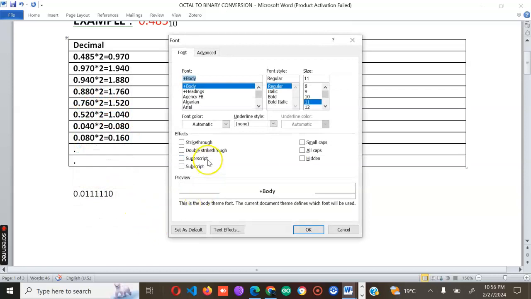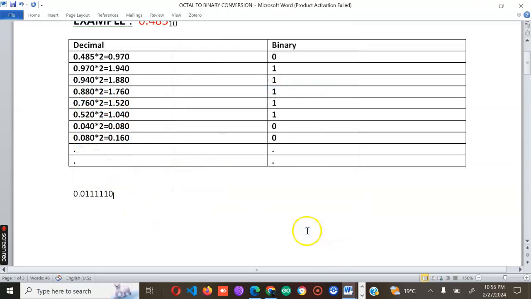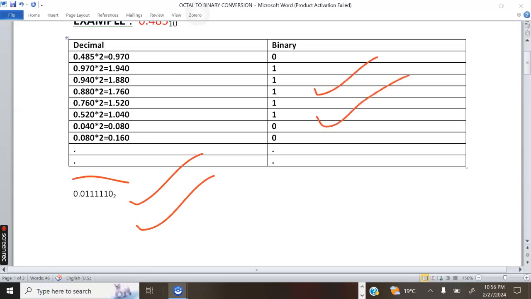So we have subscripted 2, then it's supposed to be base 2. So this is the final answer. So this is correct. The working is correct. This is a good work.